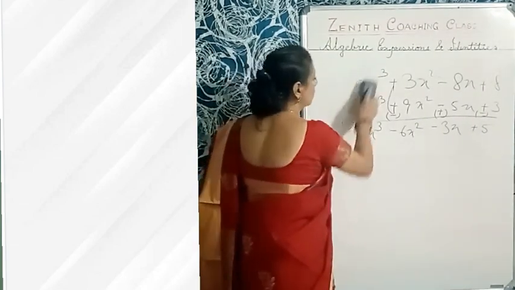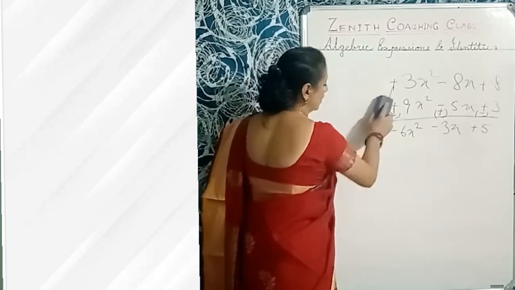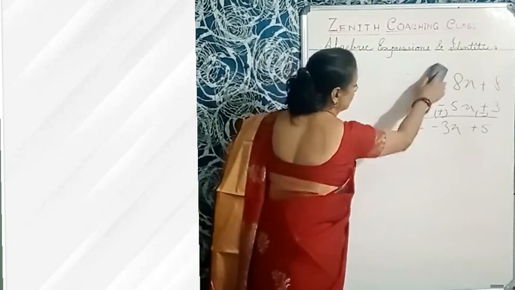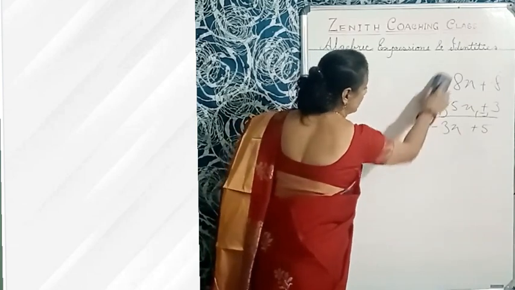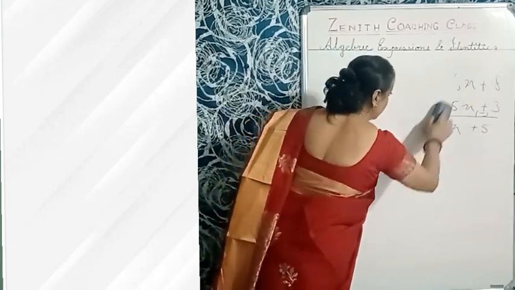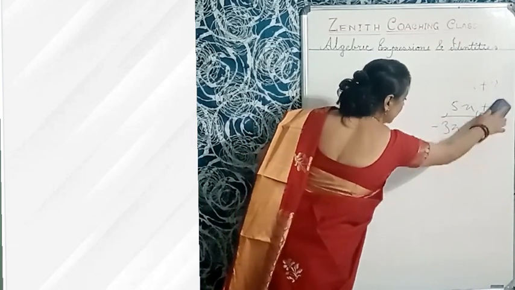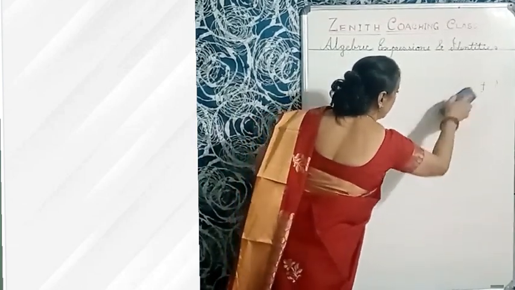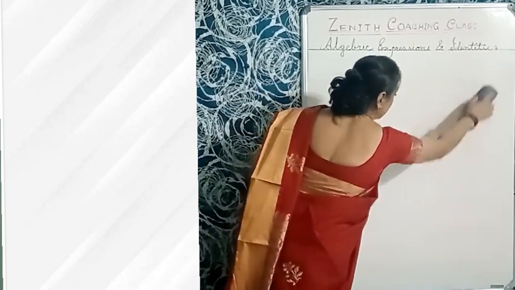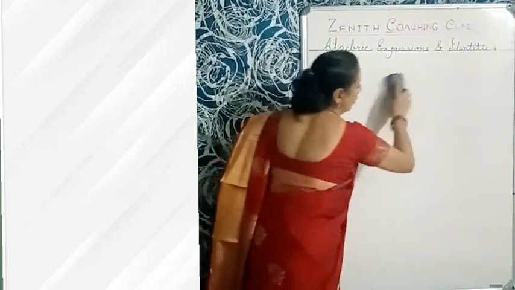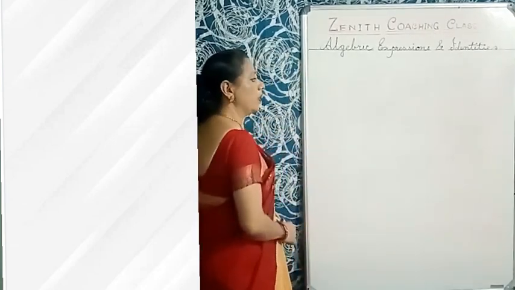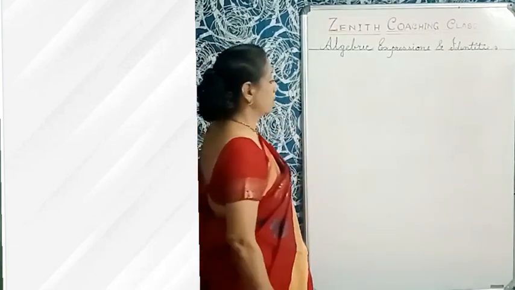Now I will go to multiplication sums. Oh, you are feeling bored? No, not at all. You have to learn a lot of sums in the chapter of algebraic expressions and identities. It's a very long chapter. Just open the book, that is chapter 1.2, 1.3. You have to learn a lot of things here. So now we'll go to multiplication sums.